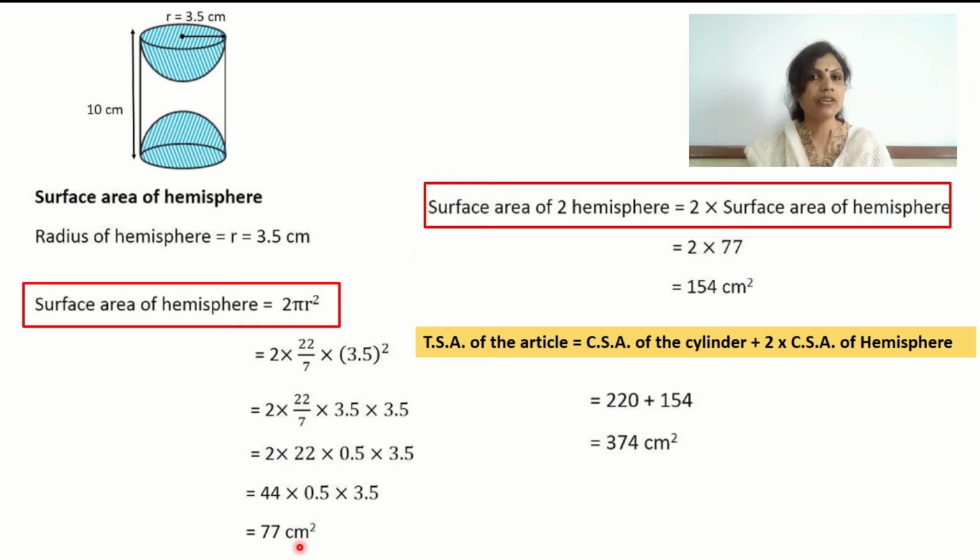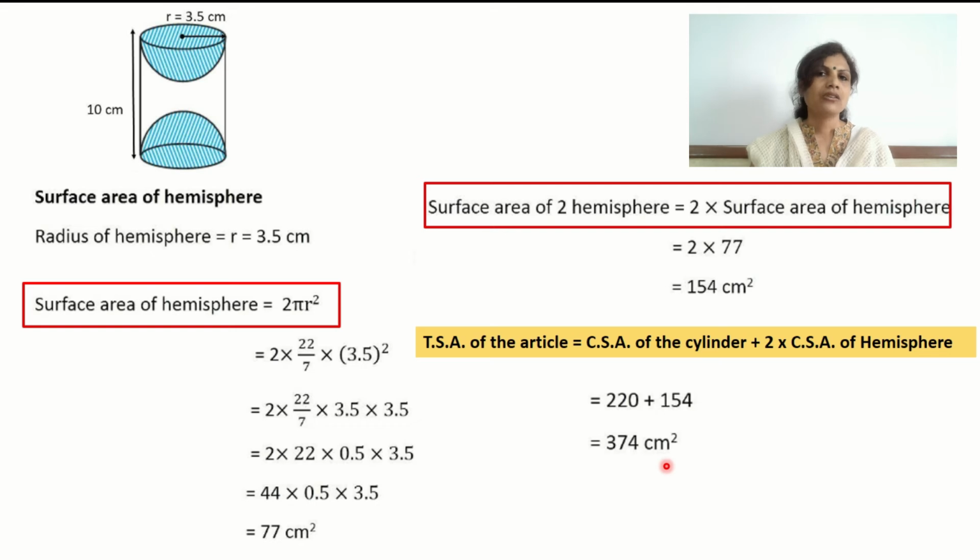We need the surface area for two hemispheres. So let's multiply 77 by 2. So 2 into 77 is equal to 154 centimeter square. So let's substitute the values into the formula which we made. The total surface area of the article is equal to curved surface area of cylinder plus 2 into curved surface area of the hemisphere. So the values are 220 plus 154 and the addition comes equal to 374 centimeter square.